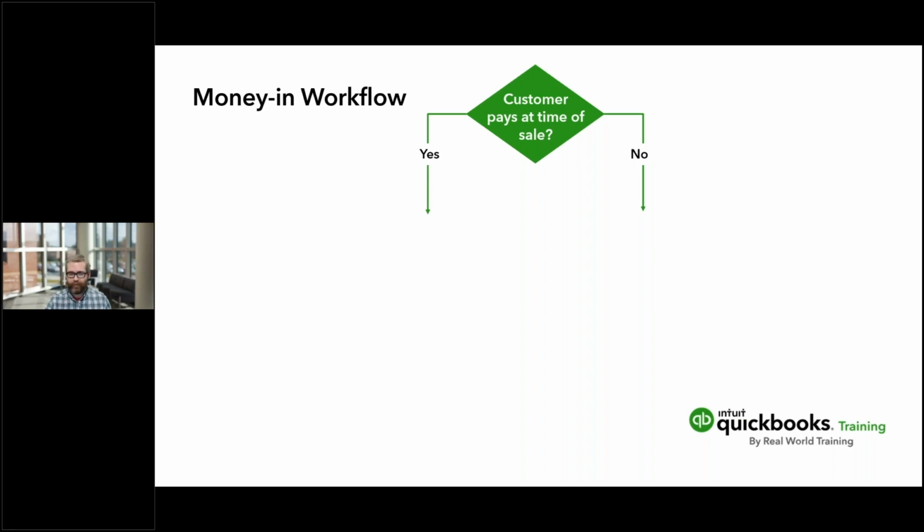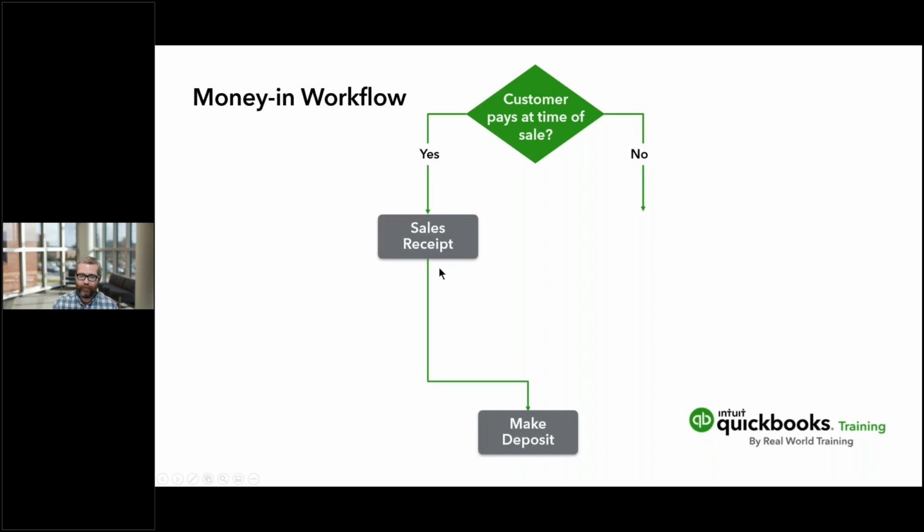Now, if the customer is paying at the time of the sale, the answer is yes, we're going to record a sales receipt. A sales receipt is your way of telling QuickBooks, hey, we made a sale and we got paid by the customer right away. So if you're in a retail location or a restaurant, or even a nonprofit organization and somebody is giving you a donation, you're going to use a sales receipt. I know it sounds weird being in a nonprofit and recording a sales receipt, but that really is the best way to do that. So that's when a sales receipt is used.